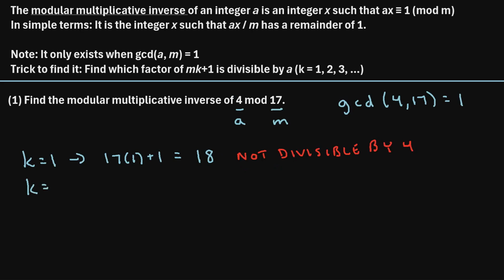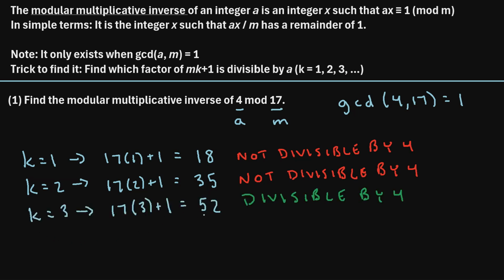Let's try a k value of 2. So if we plug in a k value of 2, we end up with 35, which is also not divisible by 4. Now let's try a k value of 3. So this produces a value of 52, which is divisible by 4. So our final answer for the modular multiplicative inverse is going to be 52 divided by 4, and that turns out to be 13. So the modular multiplicative inverse of 4 mod 17 is 13.